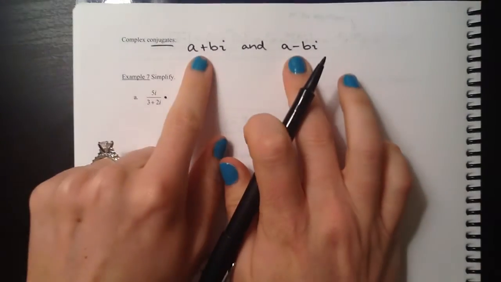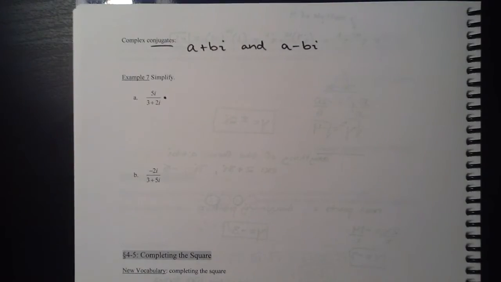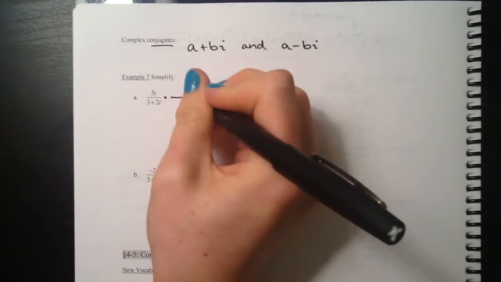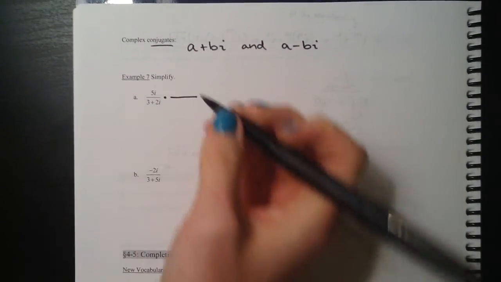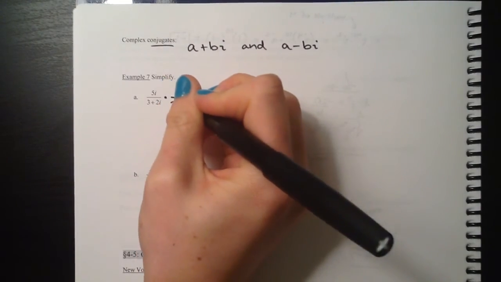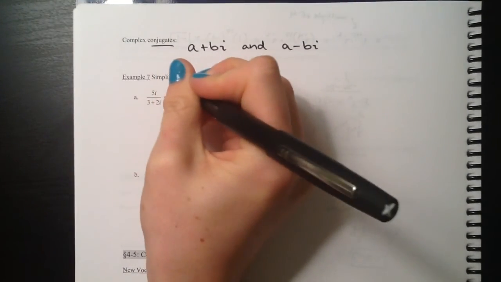And we've got this really awesome property about conjugates that if you multiply them, you always get a real number, and you'll see that kind of work in action. So the denominator is 3 plus 2i, which makes the conjugate 3 minus 2i. And I can't just run around multiplying just the denominator. I have to balance it out by multiplying the numerator too.